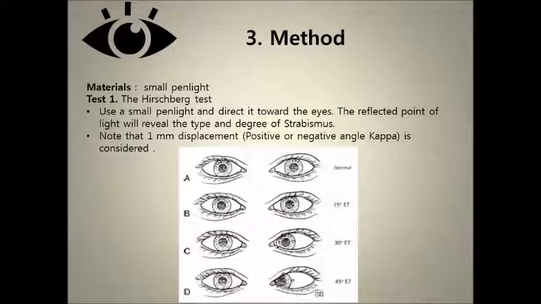There are tests to determine the type and degree of strabismus. Normal eyes will have the light in the center of the pupils. For materials, you will need a small pen light. The first test is the Hirschberg test. Use a small pen light and direct it toward the eyes. The reflected point of light will reveal the type and degree of strabismus. Note that 1 millimeter displacement is considered.